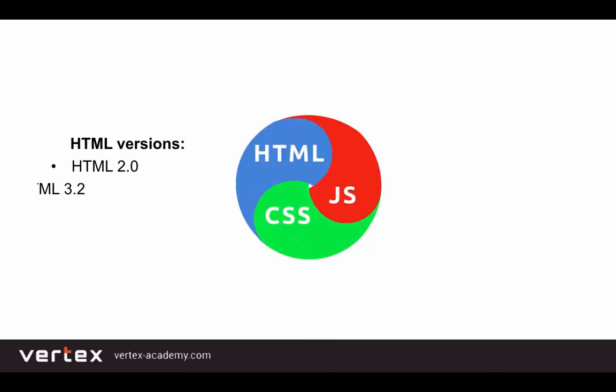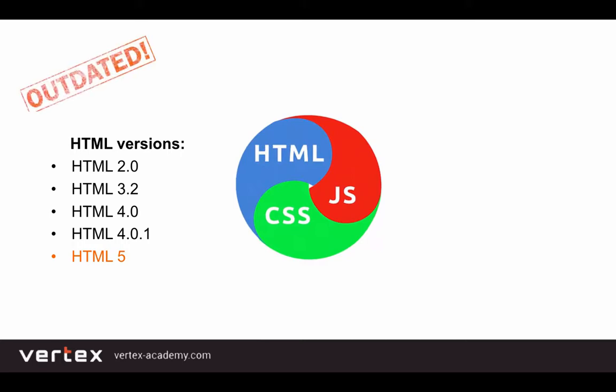The history of HTML began in the 90s. Since then, a lot has changed and a lot of different features have been added. Currently, HTML5 is the most relevant version. Versions 2.0, 3.2, 4.0, and 4.0.1 are outdated. But you can still find a lot of websites written in outdated versions of HTML. Our course is based on HTML5, but sometimes we will talk about elements of previous HTML versions. These elements will be labeled outdated.